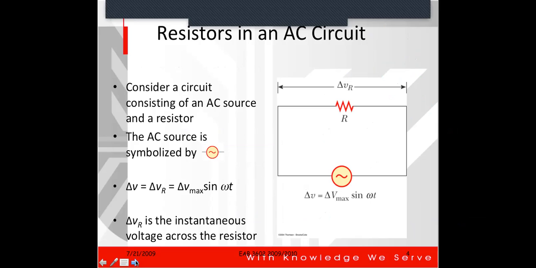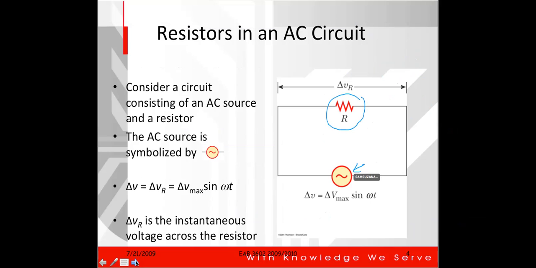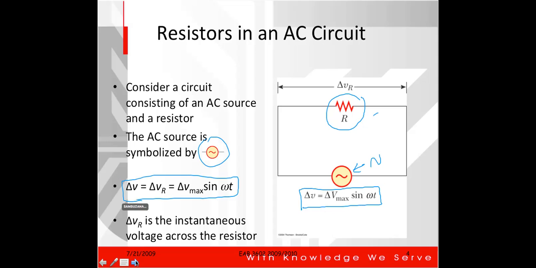Okay, resistor in an AC circuit. So let's discuss yang paling simple sekali, bila you ada resistor sahaja di dalam circuit yang menggunakan power source secara alternating. Okay. So kita tahu tadi dah cakap dah yang awal-awal, perubahan voltage di dalam circuit tersebut adalah delta Vmax sin omega t. Okay, consider a circuit consisting of an AC source and a resistor like this one.